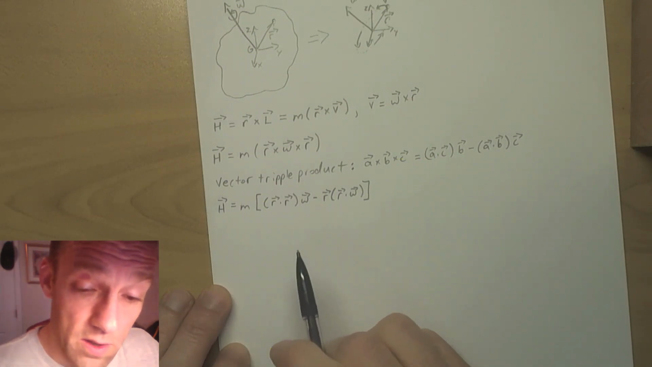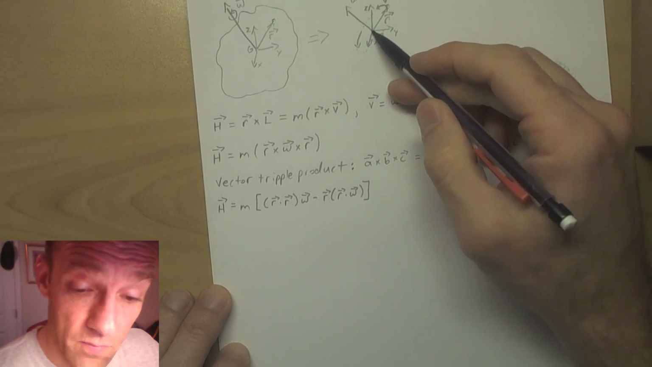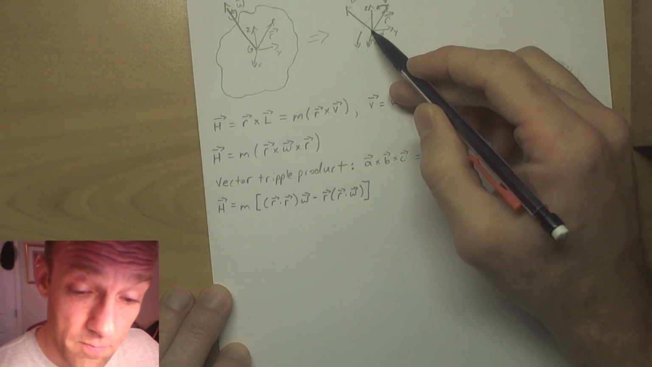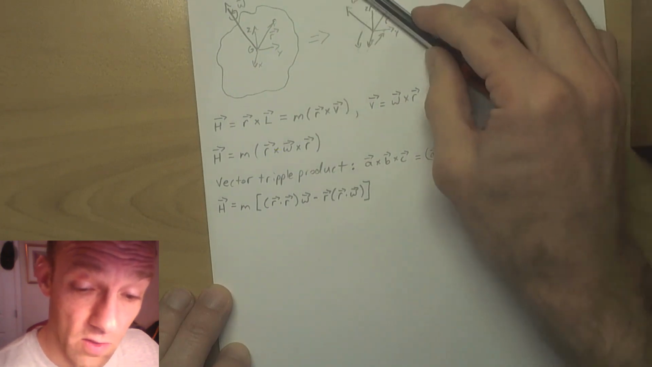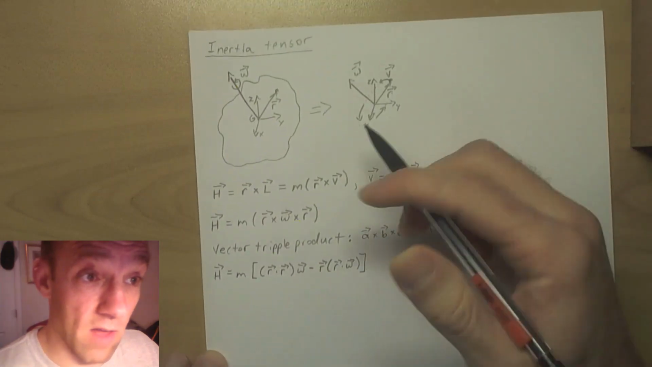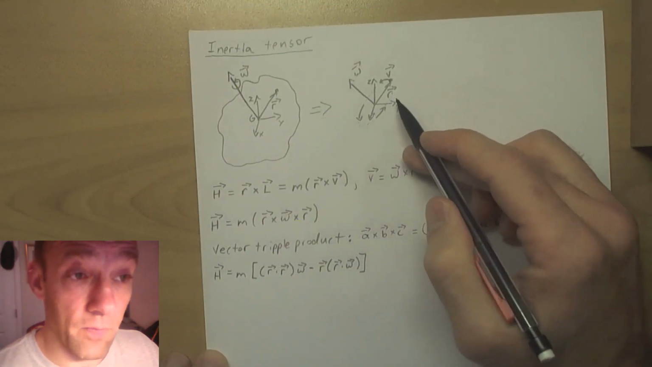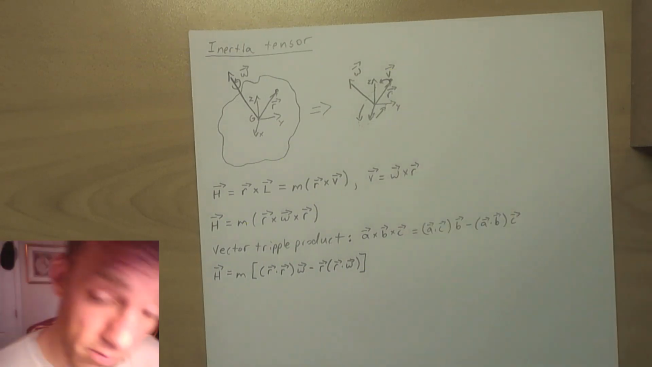So in this case, the angular momentum of this particular particle wouldn't necessarily be directed straight along omega. It also has an aspect of it that's pointing slightly in the direction of negative r.